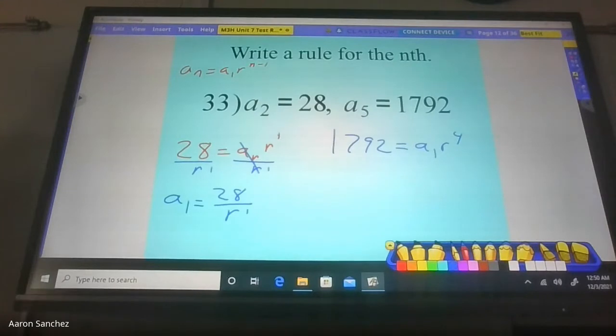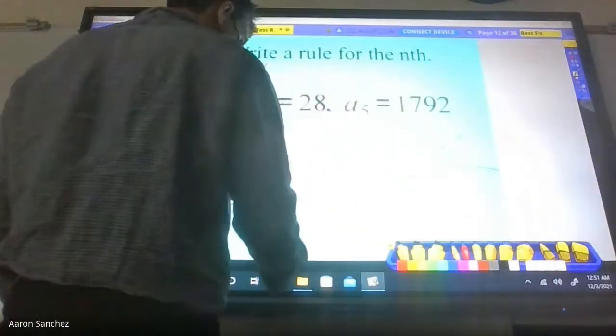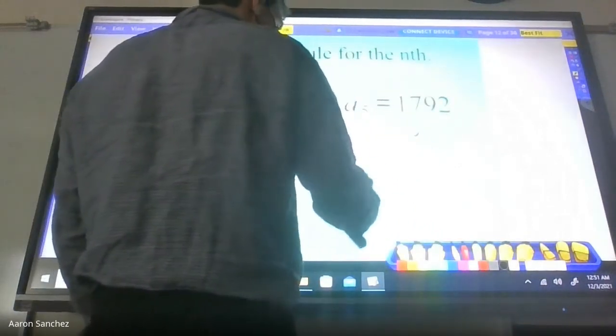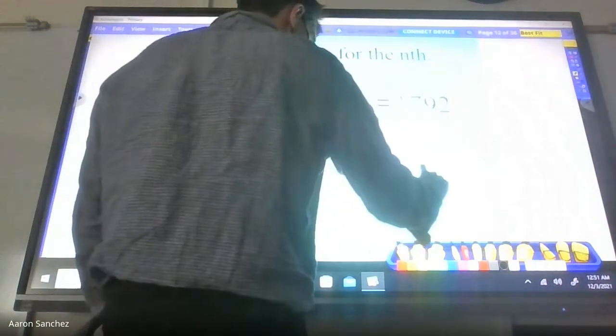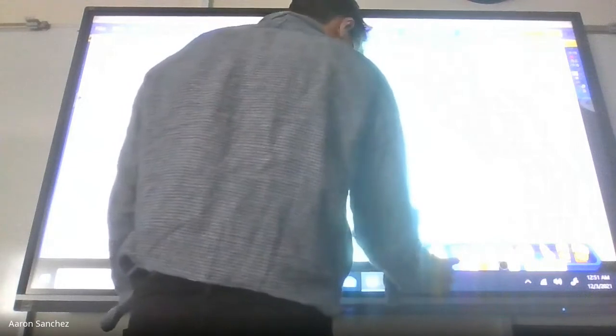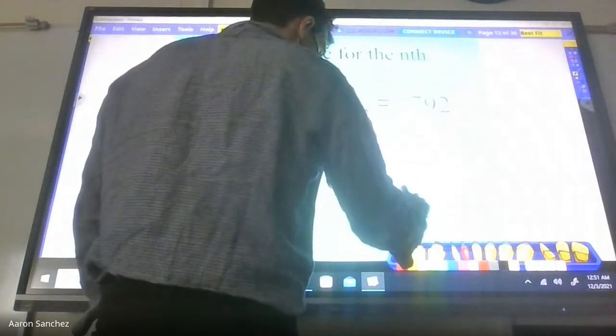What do I do next? Plug it in. Plug it in here. So I'm going to try to give myself some space here. Plug it into a sub 1. So I say 1792 equals, instead of a sub 1, r to the 4th, I'm going to plug in 28 over r to the 1.